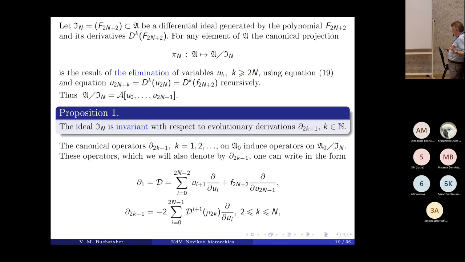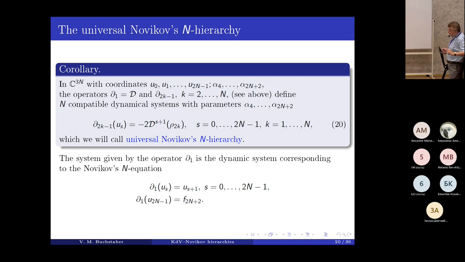So we obtain the hierarchy of commuting operators on the factor space. What is the factor space? By our construction, we have in C^{3n} the coordinates u0, u1, u2n minus 1, and n free parameters, and we have operators d1 and d2k minus 1. Such a system of differential equations is the universal Novikov hierarchy. And of course, the first dynamical system is nothing else than the dynamical system related with the Novikov equation.